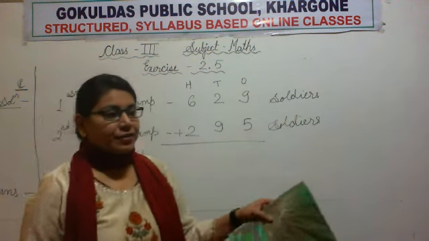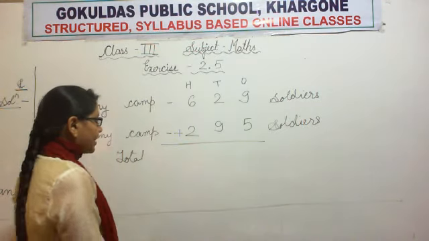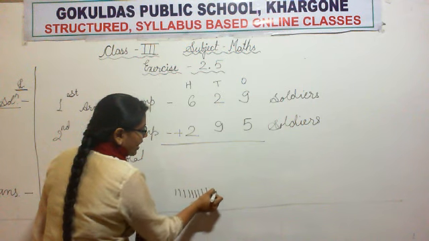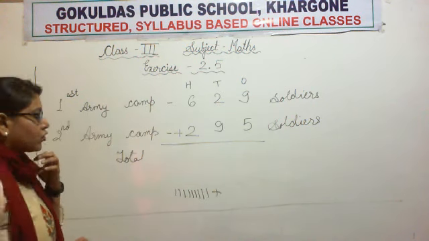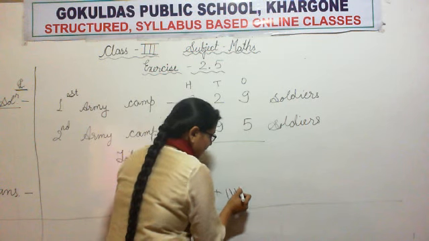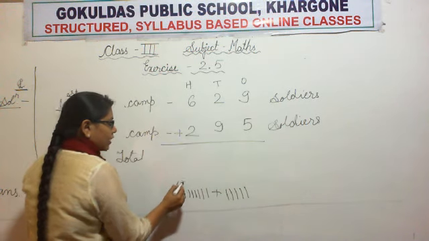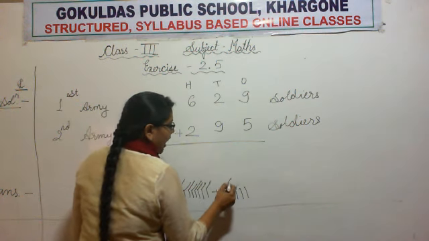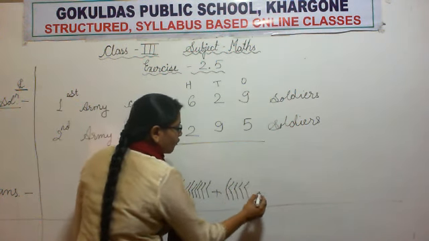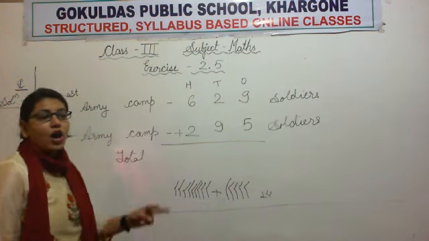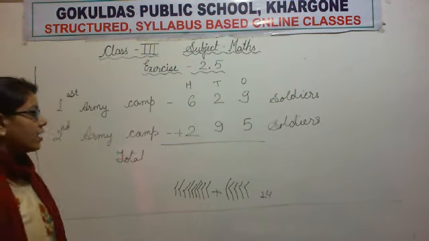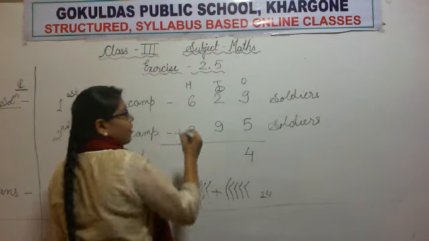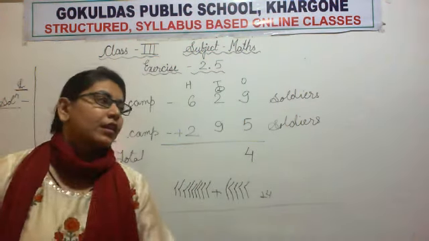9 plus 5. Let's draw 9 sticks. 1, 2, 3, 4, 5, 6, 7, 8 and 9. And 5. So draw 5 sticks. Let's count. 1, 2, 3, 4, 5, 6, 7, 8, 9, 10, 11, 12, 13 and 14. We got a 2-digit answer, so we will regroup. 14, we will write 1 here, 4 here and 1 in the form of carry.